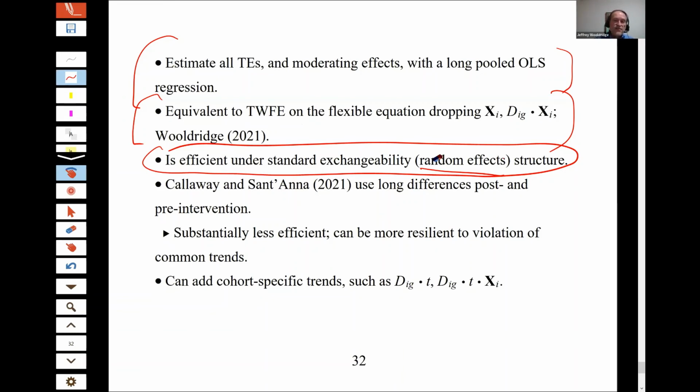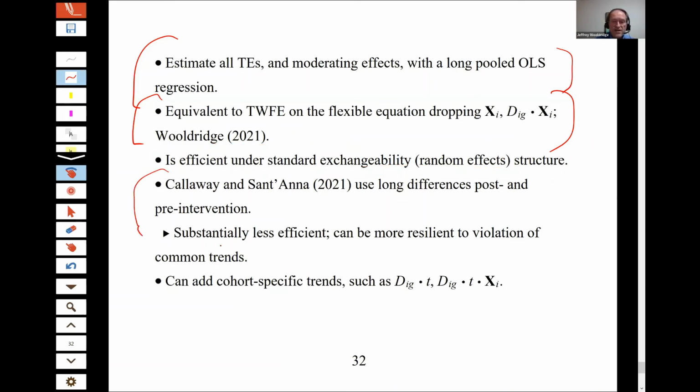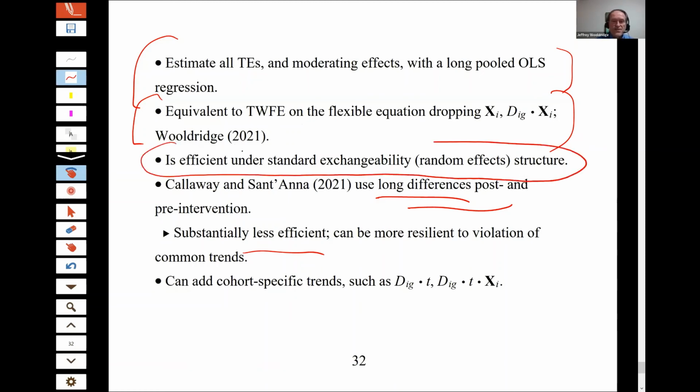Okay, the leading competitor to this is this work by Callaway and Sant'Anna, which came out in the Journal of Econometrics, and this is this long differences approach. Okay, and so I've done some simulations, and it's much less efficient because, you know, if you know the efficient estimator is this one, then you can't improve over that unless there's a violation of these assumptions. So it's less efficient for sure. It can be more resilient to violations of common trends. Okay, but I will point out that it's very easy to allow certain violations of common trends within this setting.